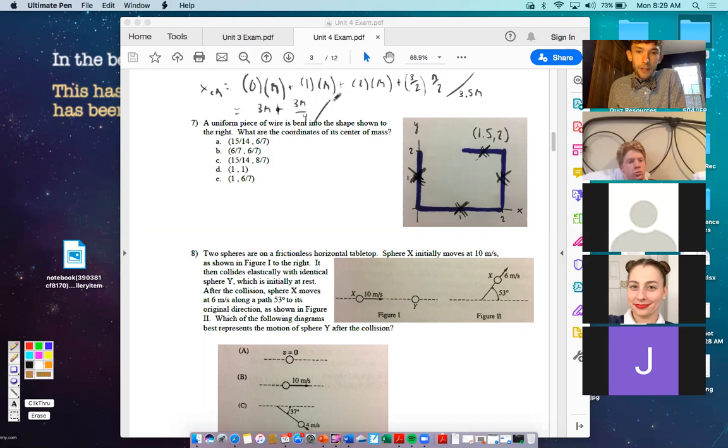Anyway, and then I'm going to divide that by 3.5m. And you guys can do the math of that. But the x coordinate, you end up getting 15 divided by 14, 15/14. So that leaves us with options A or option C.